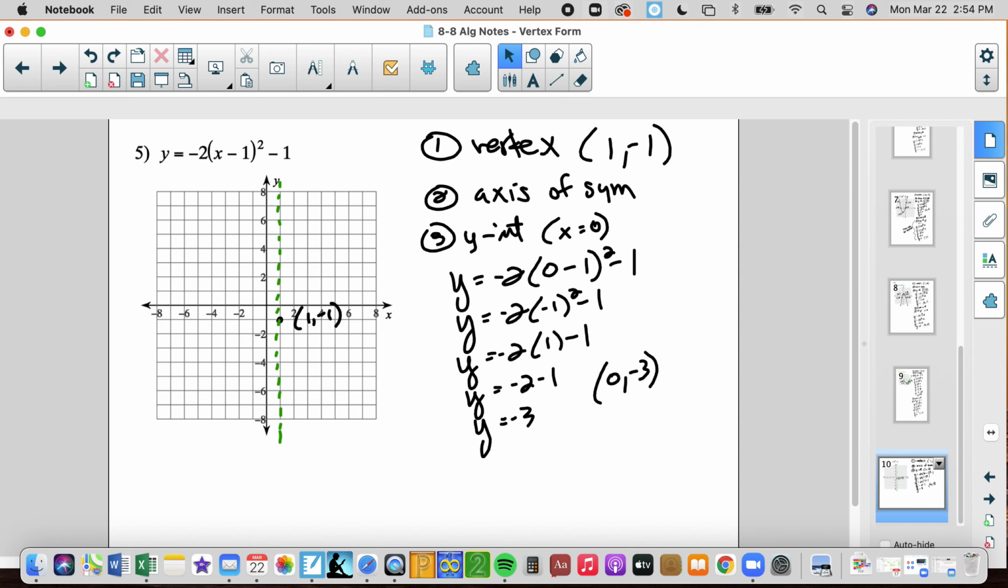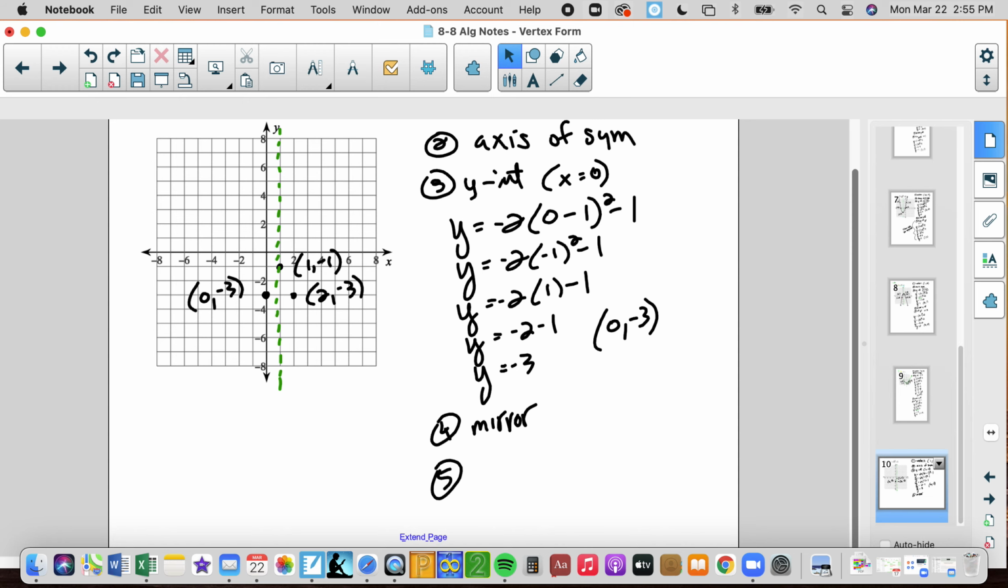Does that work with what I was expecting? I was expecting it to be upside down. Does this continue with that story? Yes, it does. We're going to reflect it, and we get 2, negative 3. So those are 3 points that everybody should have. 4 is mirror. Now we're going to do 5, pick a 4th point.